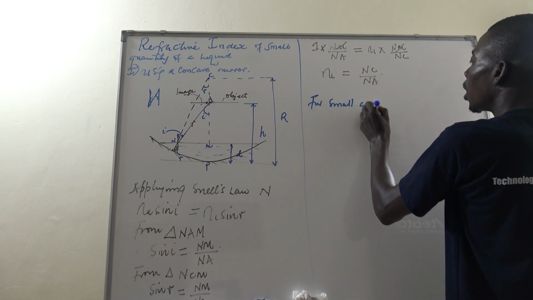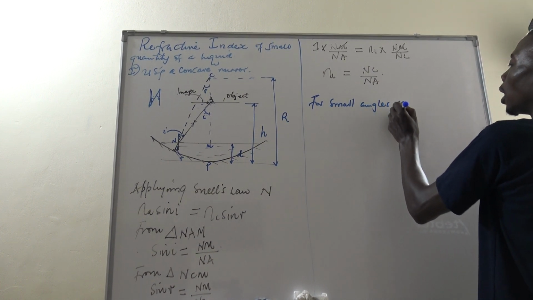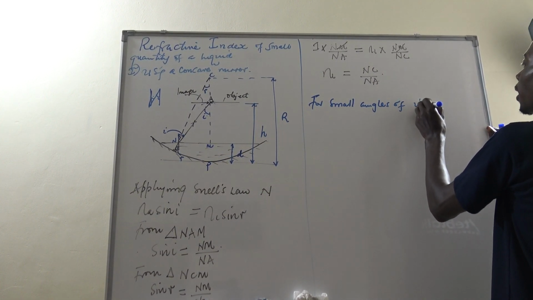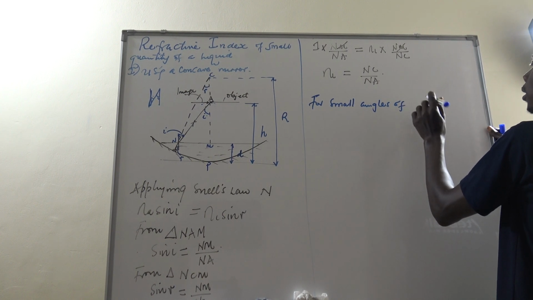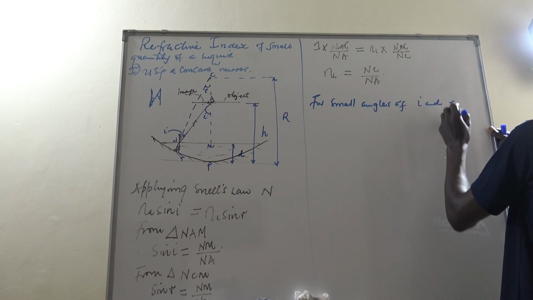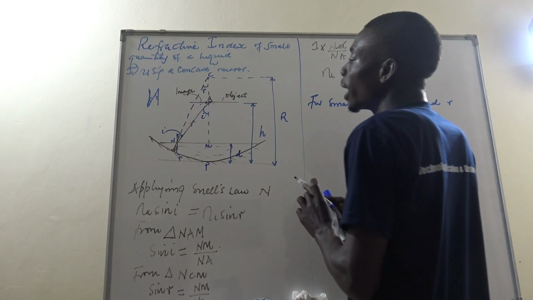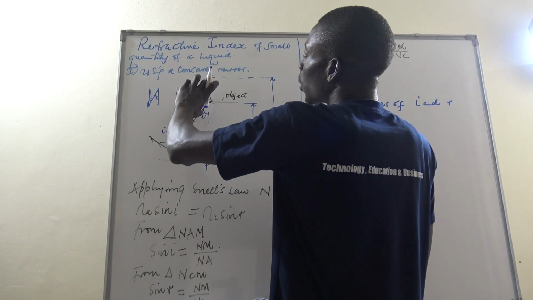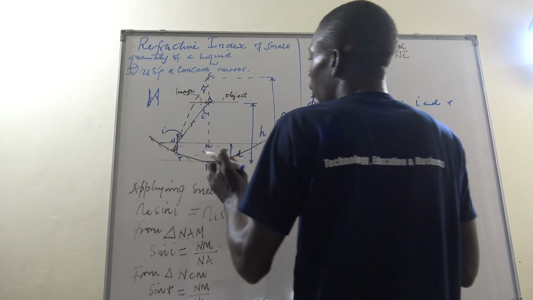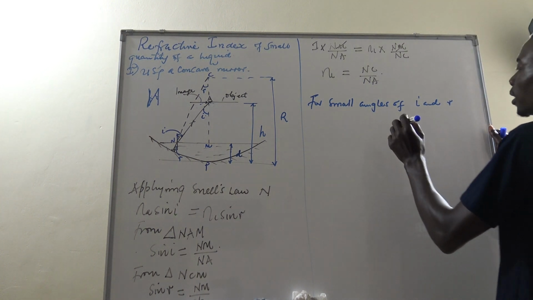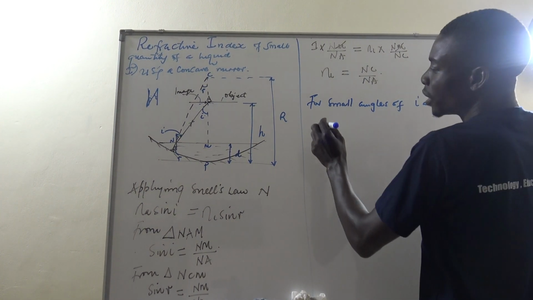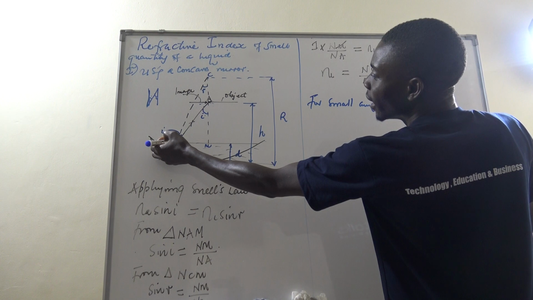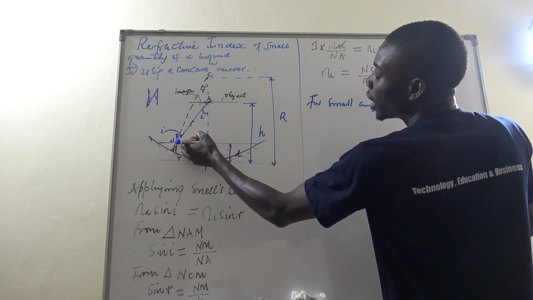For smaller angles of I and R, when we are looking at smaller angles of I and R, what is very true is that point N will be too close to point M.